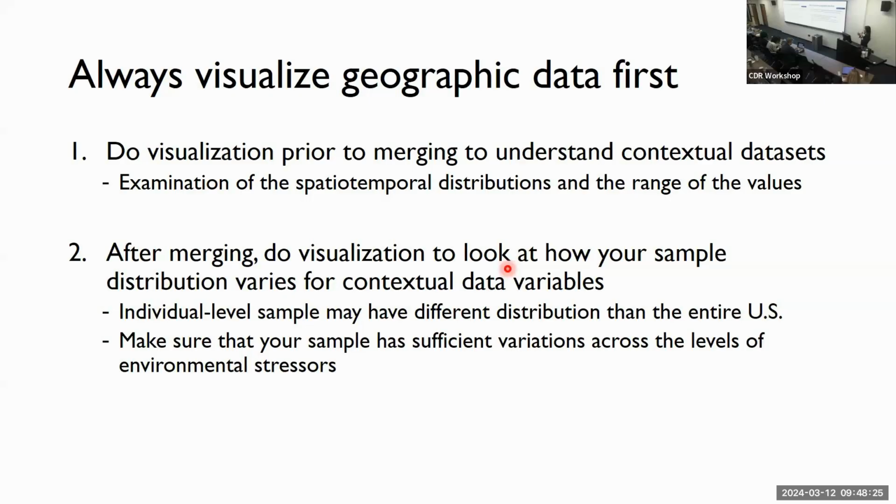For example, the individual level sample that you have may have a different distribution than the entire United States that the contextual data source represents. And especially when you're interested in stratified analysis by special groups, like by gender or race ethnicity, you should make sure that your sample has sufficient variation across different levels of environmental stressors.